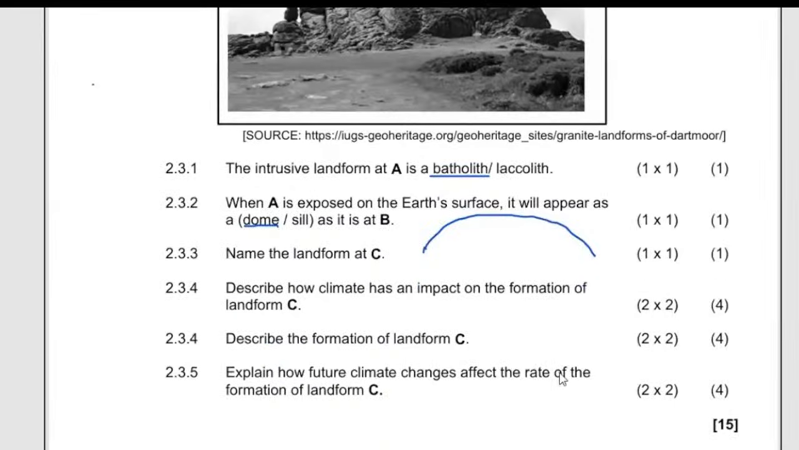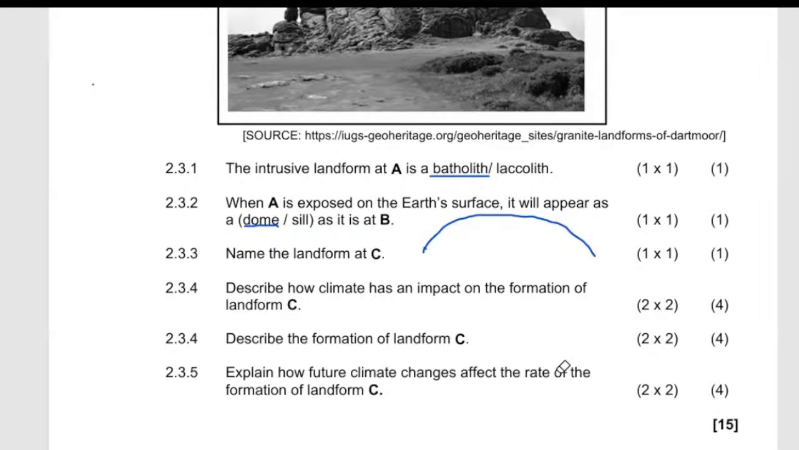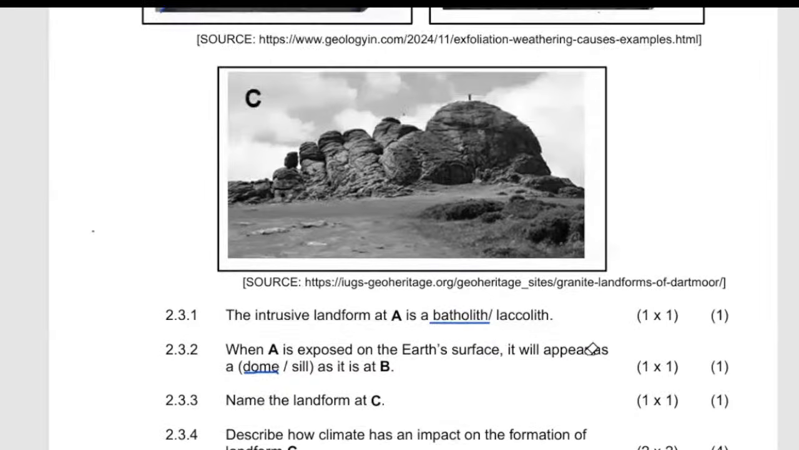Right. Then it says name the landform at C. At C, what kind of landforms are these? These are what we call the granitic tors. These are the tors.